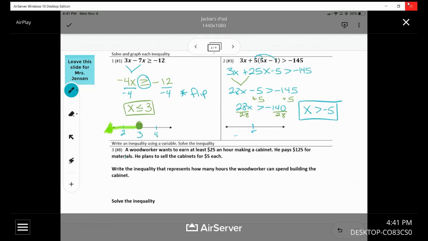Set up your number line. Make sure it's increasing. Negative 5 is not included, so it's going to be an open circle, not filled in. And it's all values greater than, so we'll shade to the right.